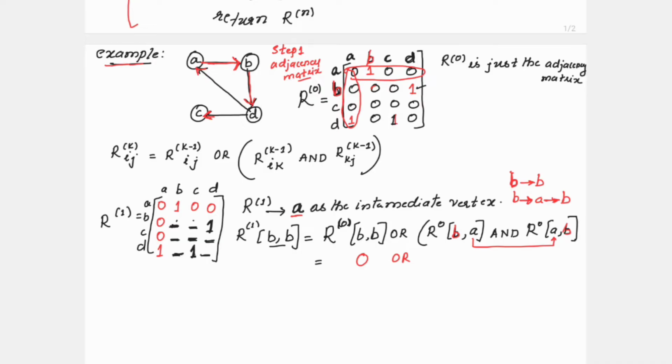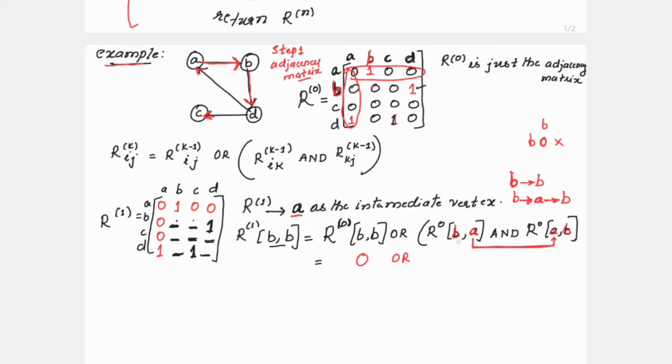In the adjacency matrix, B to B is 0. That means 0 indicates that there is no path existing between B to B. Now via A, whether there is a path existing or not, that you are going to find out in R1. So by introducing the intermediate vertex A. That's why we have written here B to A first time and then A to B.